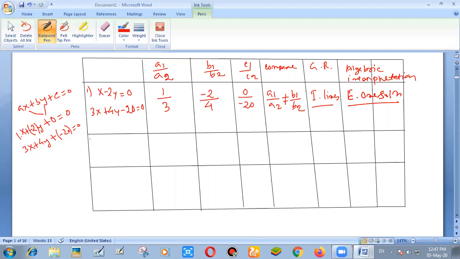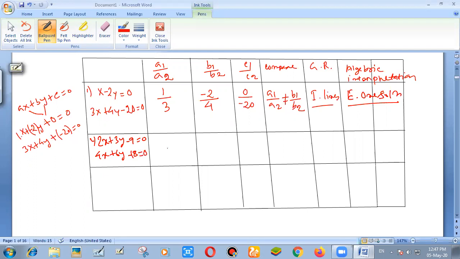Then see the second equation. 2x plus 3y minus 9 equal to 0, and 4x plus 6y minus 18 equal to 0.